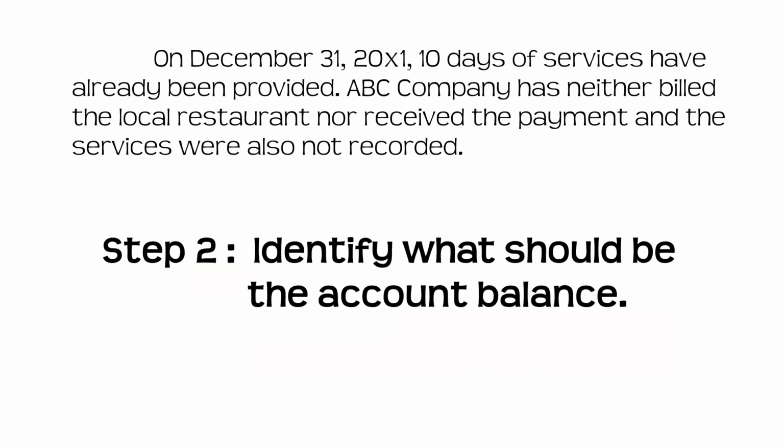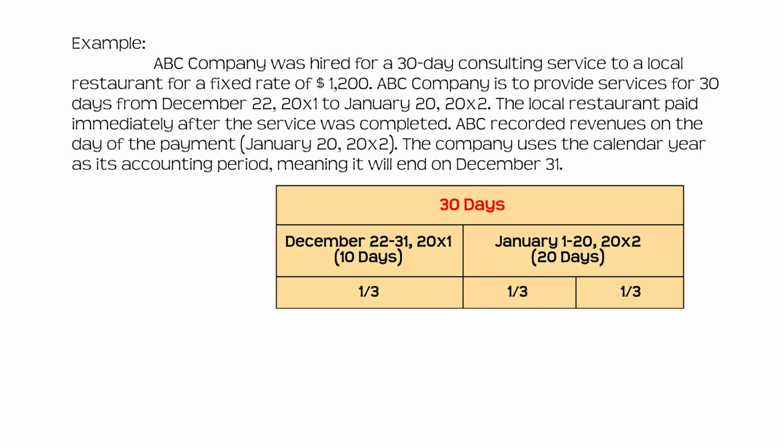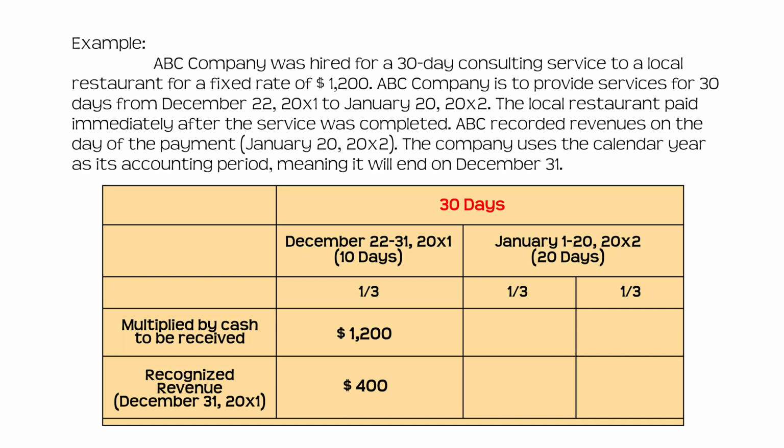Step 2. Identify what should be the account balance. On December 31, 20X1, 10 days of services have already been provided. ABC Company has neither billed the local restaurant nor received the payment, and the services were also not recorded. Even so, ABC has earned 10 days of the 30-day contract, or 1/3 of the fee. ABC Company must report $400 revenue on its income statement.